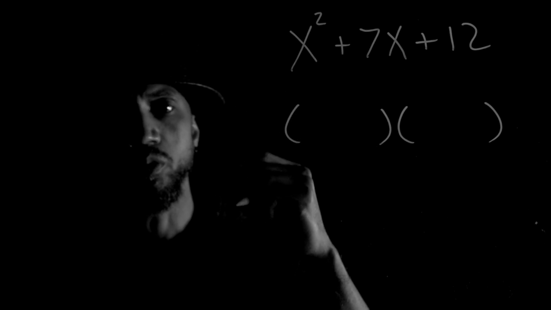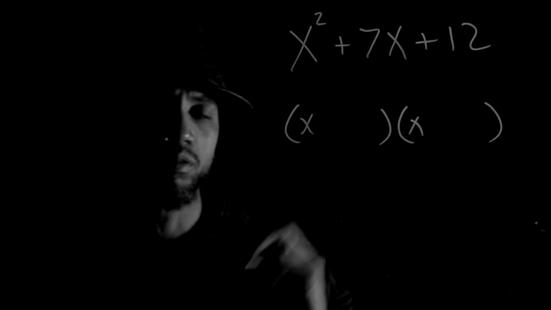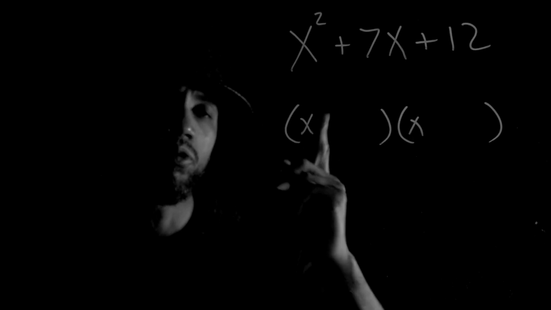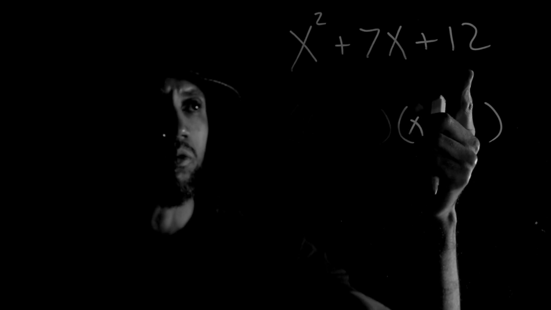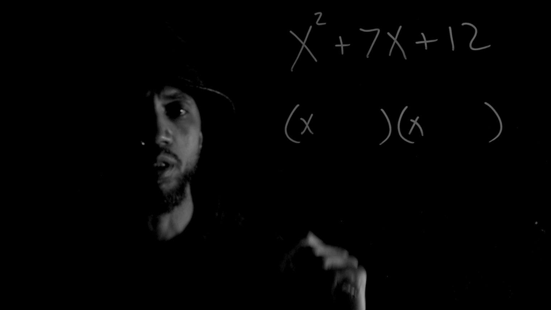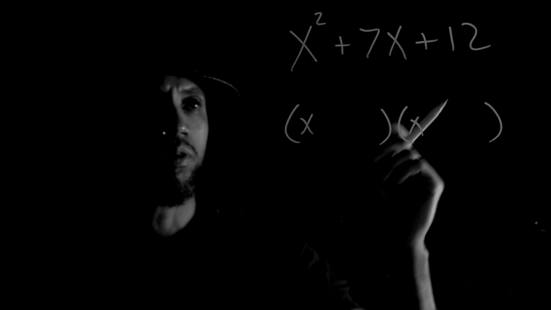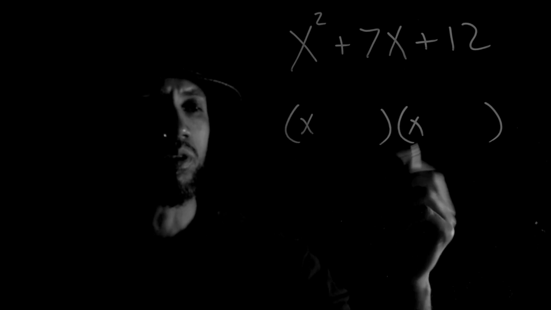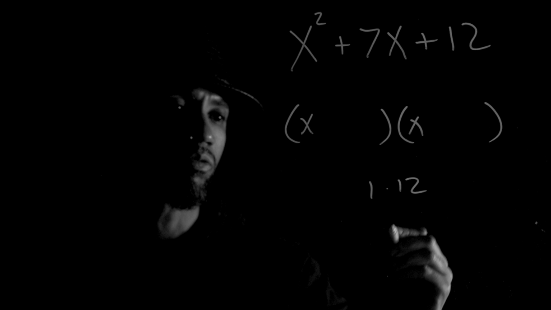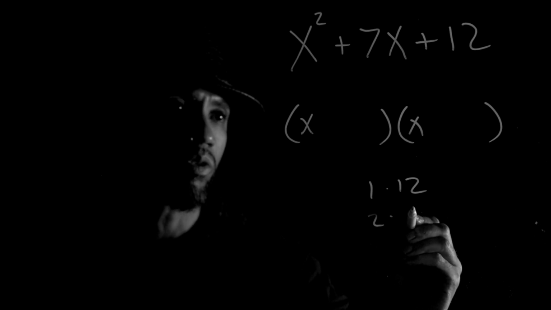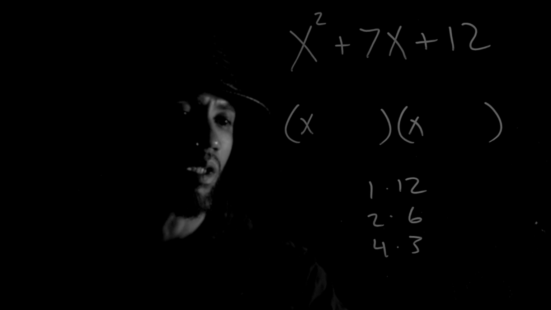Well, to get x squared, there's only one way I know how to do that, and that's x times x. Well, now we have to figure out two things. Two numbers to multiply to get 12 that will also add to get 7. Let's take a look at a couple numbers. 12 can be 1 times 12. It could be 2 times 6. It could be 4 times 3, and so forth.